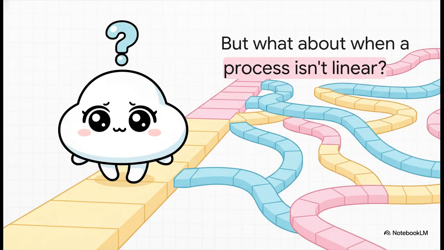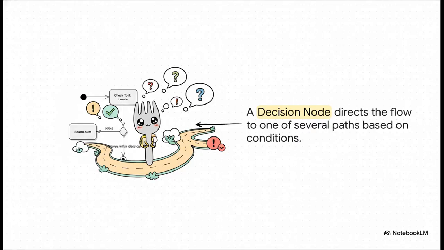But let's be real. Life is rarely a straight line, is it? Processes almost always have branches and different paths you can take. So what happens when we need to make a choice? For that, we use this little guy, the decision node. It's always shown as a diamond. Think of it exactly like a fork in the road.